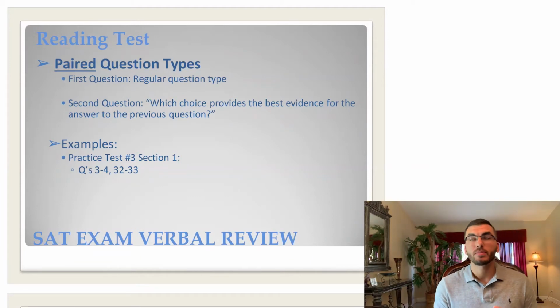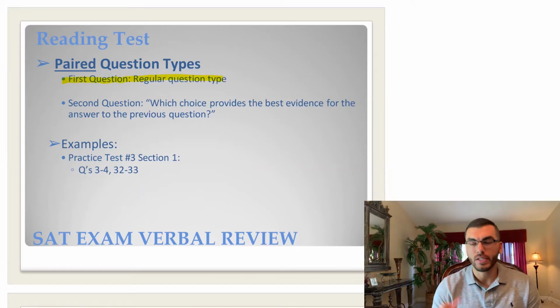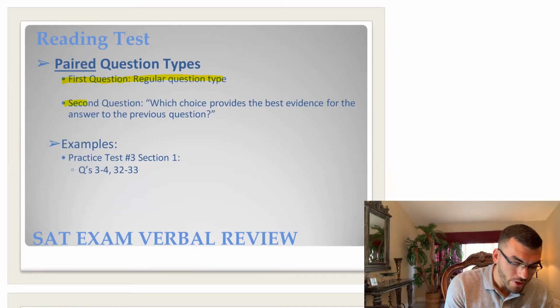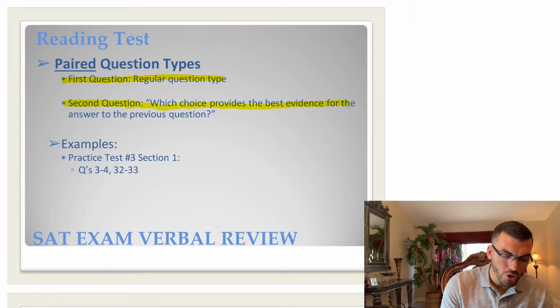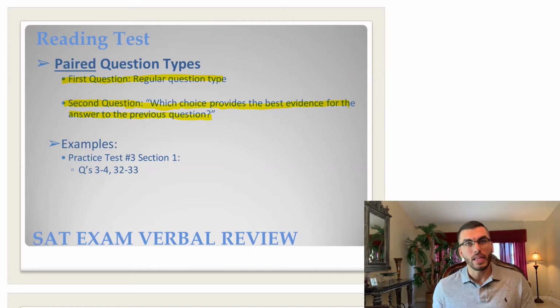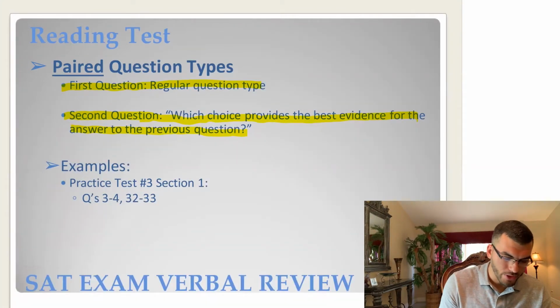So paired questions are basically two questions dealing with the same thing. They go together. The first question is going to be your traditional standard question type on reading comprehension. The second question immediately following it will always say, which choice provides the best evidence for the answer to the previous question? So basically, the answer to the first question will be found on which of the following lines, which is the second question. So let's look at some examples to drive it home.